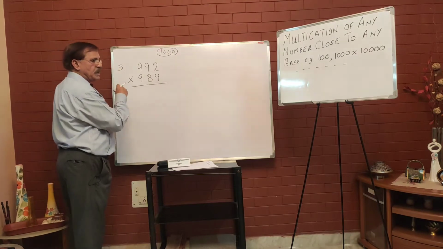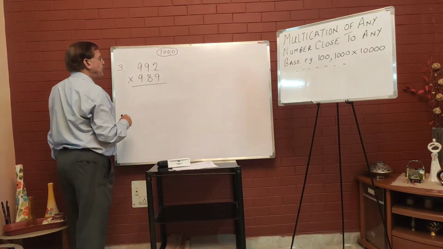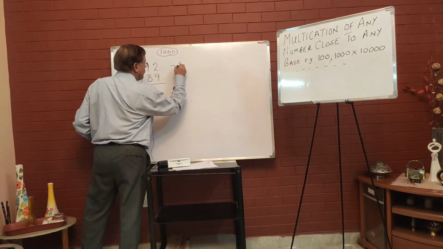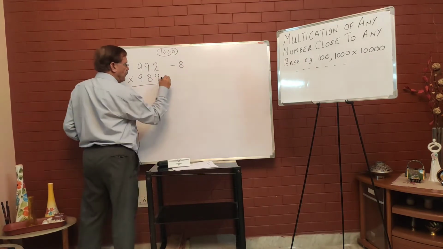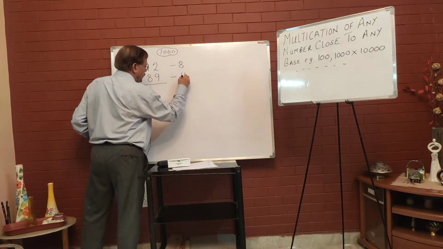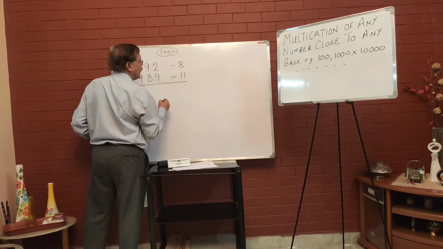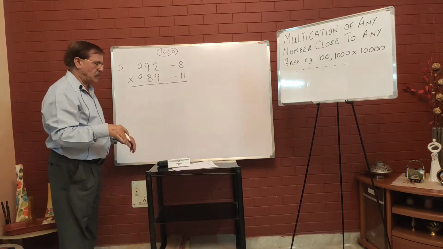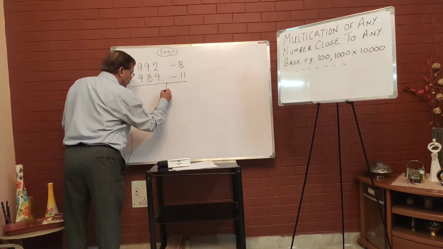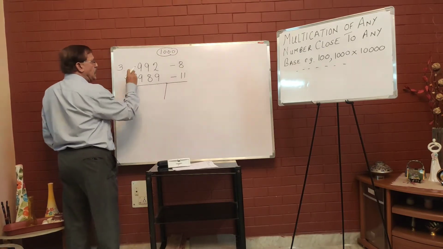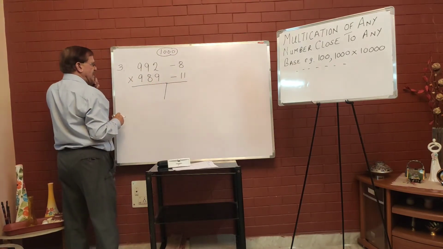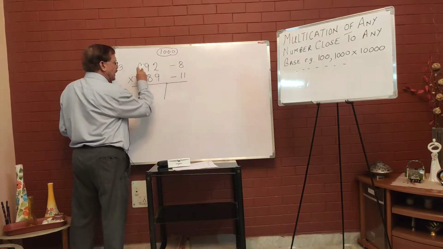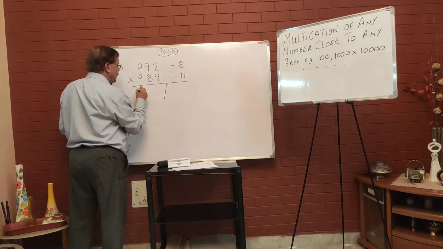So what is the first step? We find the deviation of 992, and the deviation will be 8. And over here the deviation will be 11. Right? Now as you know, you have to multiply both the deviations together. Now we have understood that. So draw a partition over here. 992 minus 11. So first you can subtract 10, 982, and minus 1, 981.